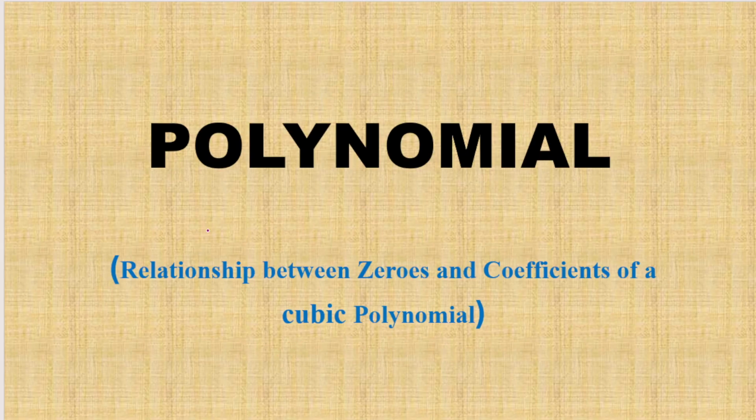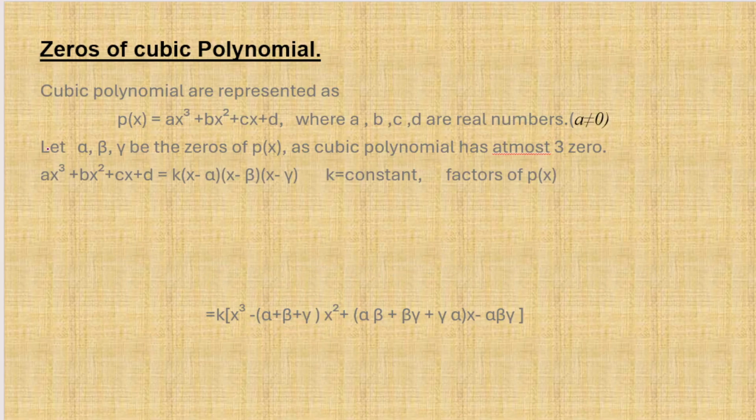Let's discuss the relationship between zeros and coefficients of a cubic polynomial. Let's see what a cubic polynomial is. A cubic polynomial can be represented as p(x) = ax³ + bx² + cx + d, as it has highest degree equal to 3, meaning the highest power of the variable can be 3. So this is the representation of a cubic polynomial.